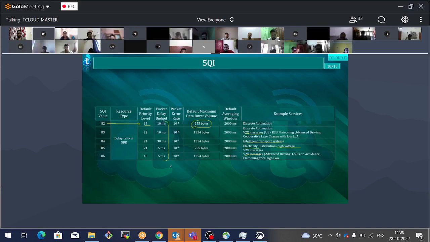For example, a V2X message from one car to the other car will have to go out in 5 milliseconds, end to end. We should not cross more than 5 milliseconds, because any more delay will cause the accident. We won't prevent the accident. So here the delay plays a role. And within that 5 milliseconds, again, every 2 milliseconds once, you must be sending 255 bytes at least, if any application chooses 85 as its 5QI value. So you are sending 255 bytes every two milliseconds.